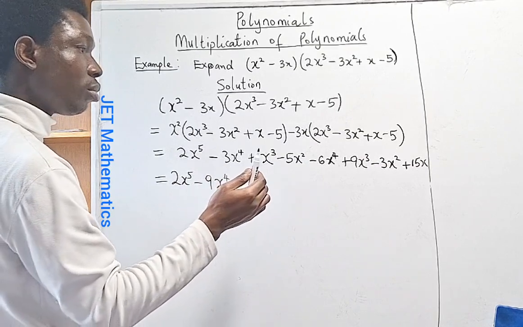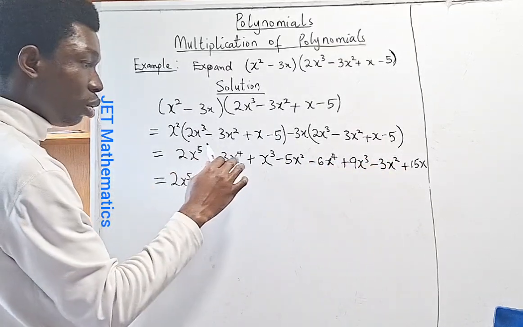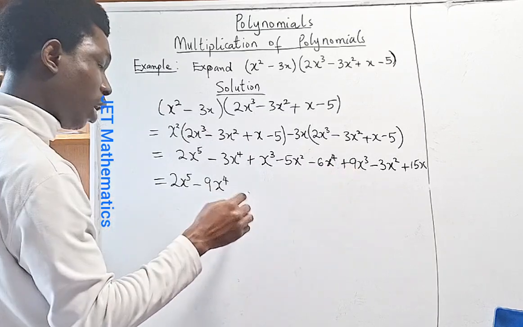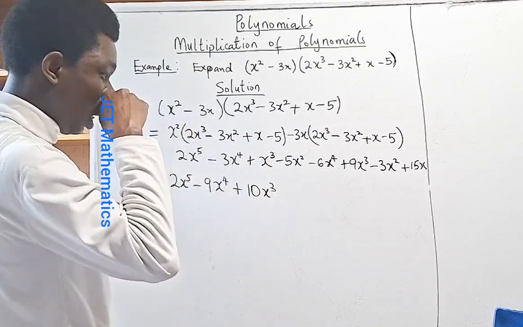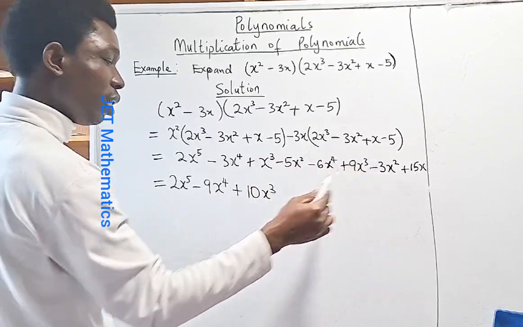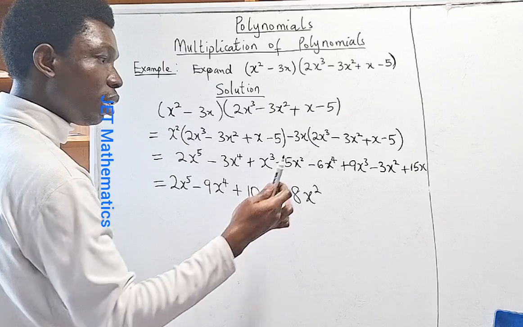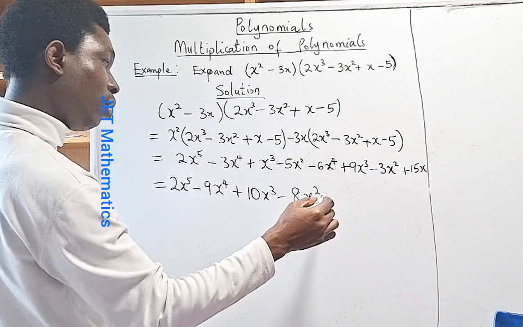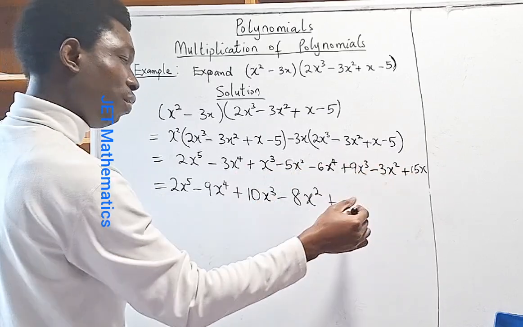And then we'll look for s cubed. This is 1 plus 9. 1 plus 9 gives us plus 10s cubed. And then we'll look for s squared, this and this. So minus 5 minus 3 gives us minus 8s squared. And then what else? Okay, I think we just have plus 15x.